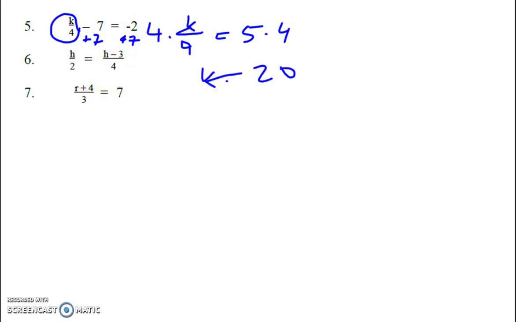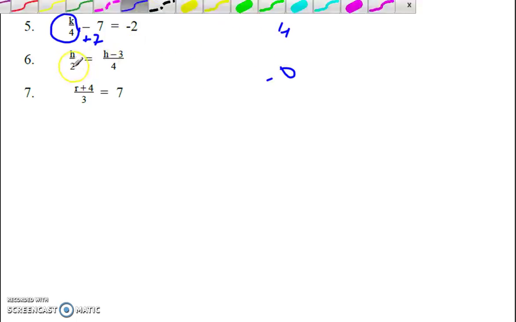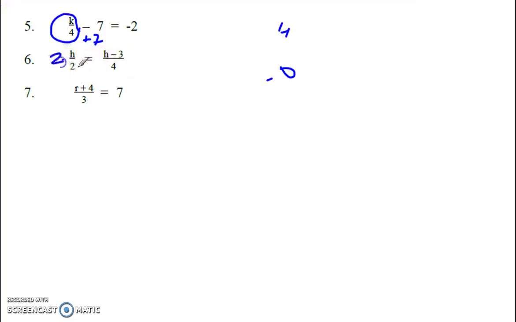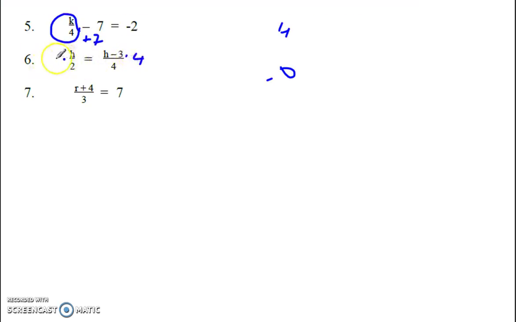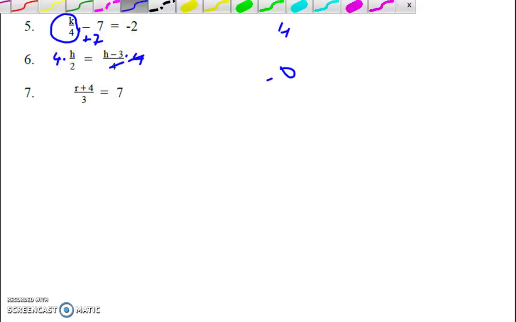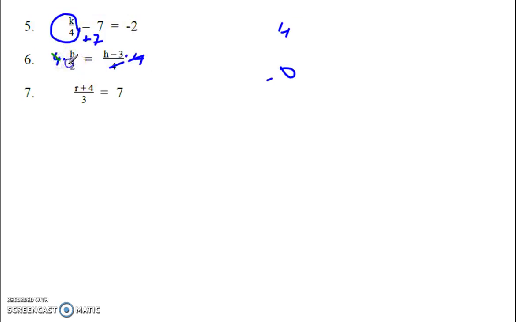Number 6, you can solve this like a proportion. Okay, we have 2 down here, so we can cross multiply. Or, remember, you can always get rid of a fraction by multiplying by the denominator. Multiply by 2, multiply by 2. Now here's a little something I noticed between 2 and 4. If I multiply by 4 on each side, this is going to cancel out, and this is going to simplify with the 2 right here to give me 2. So I'm left with 2h is equal to h minus 3.